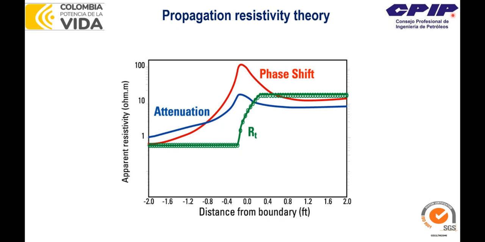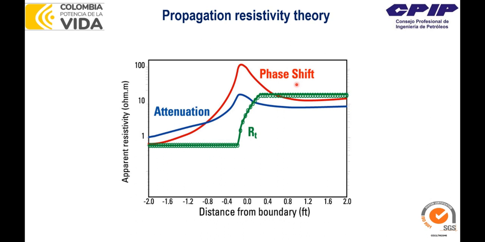Which means it's important to remember that the tool never measures the true resistivity. It is artificially calculated based on the phase shift and attenuation of the electromagnetic field. And that's why we have two sets of curves. In any electromagnetic tool, we have attenuation curves and we have phase shift curves, as you can see here.